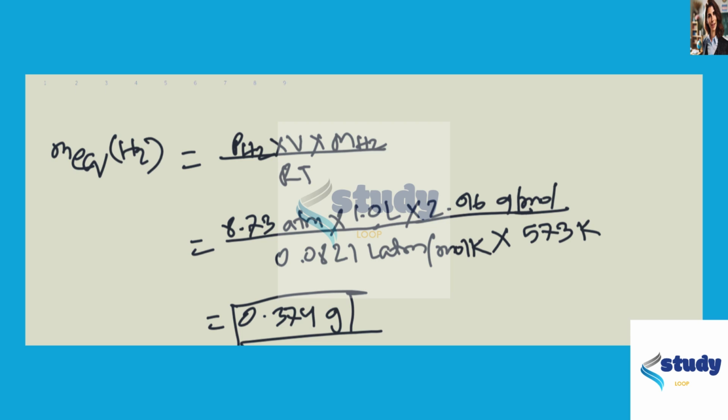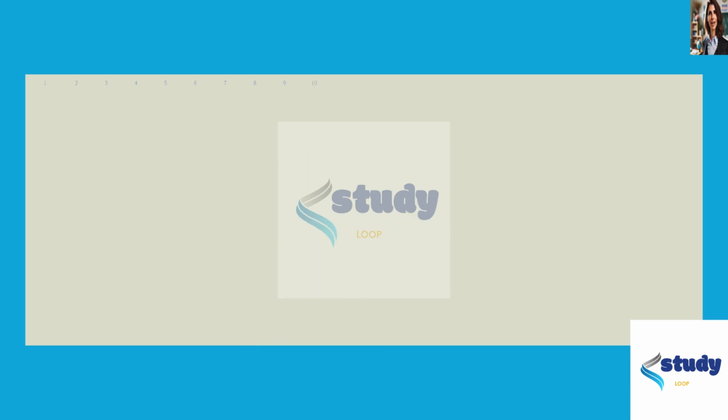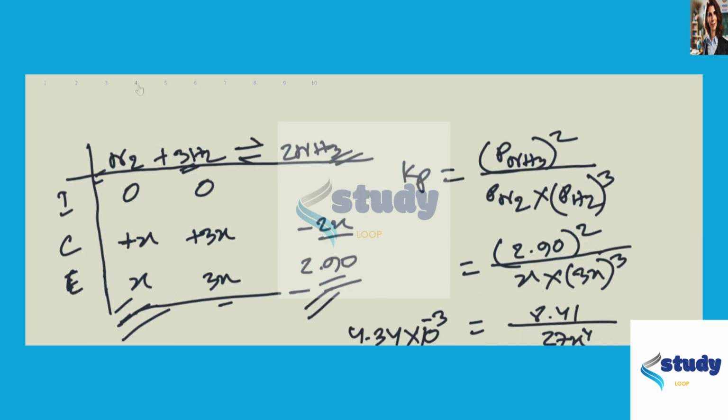So we have calculated the equilibrium mass of nitrogen and hydrogen, which was asked for in question A, and in question B, we have to find out the initial mass of ammonia. To do that, we have to find out the initial partial pressure of NH3. So the initial partial pressure of NH3 will be the equilibrium partial pressure of NH3 plus the change, which we have calculated as minus 2x.